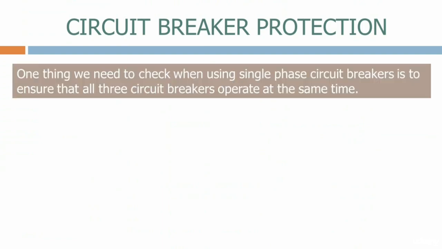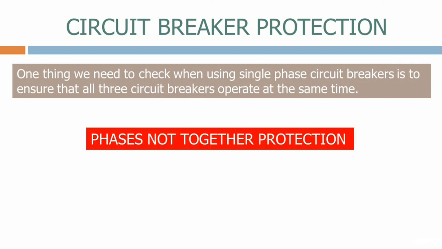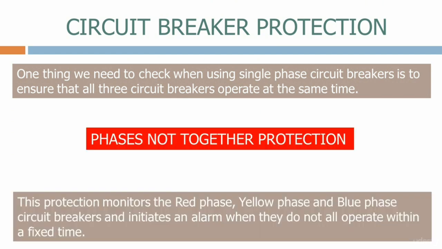One thing we need to check when using single-phase circuit breakers is to ensure that all three circuit breakers operate at the same time. To check this, we use Phases Not Together protection. This protection monitors the red phase, yellow phase, and blue phase circuit breakers and initiates an alarm when they do not all operate within a fixed time.